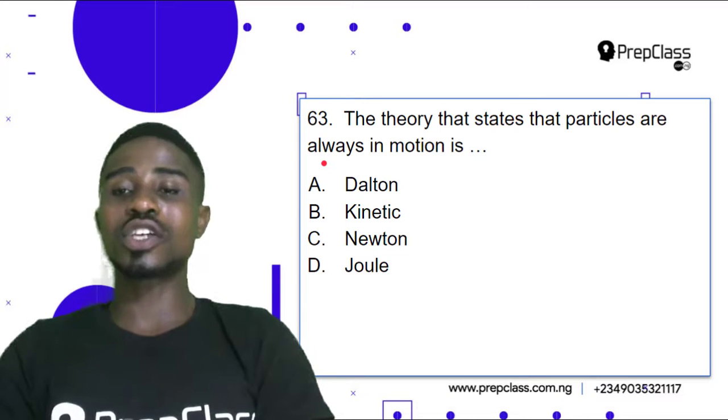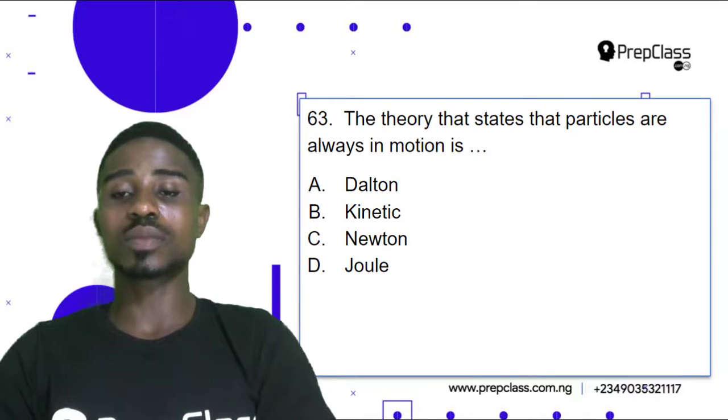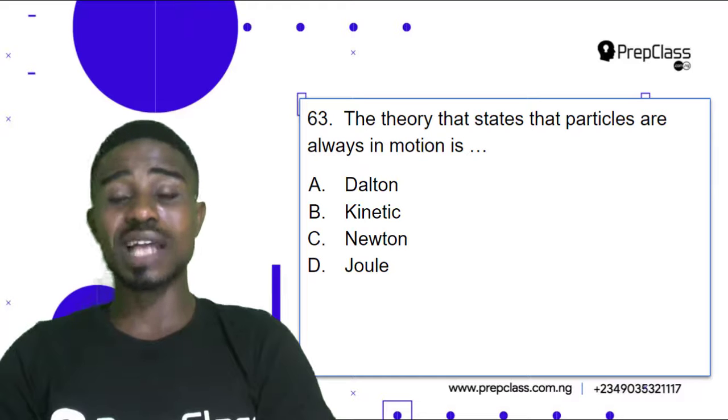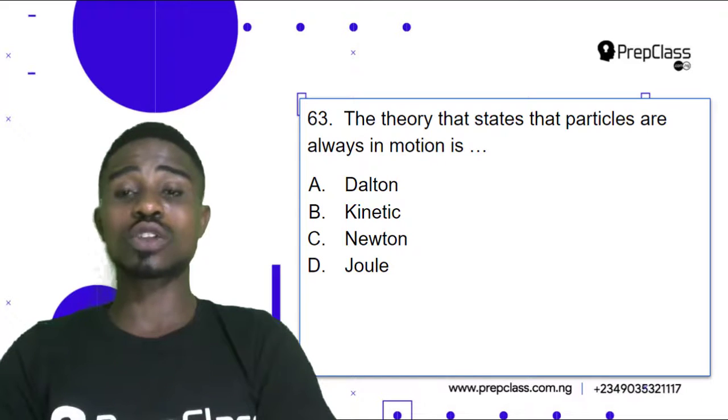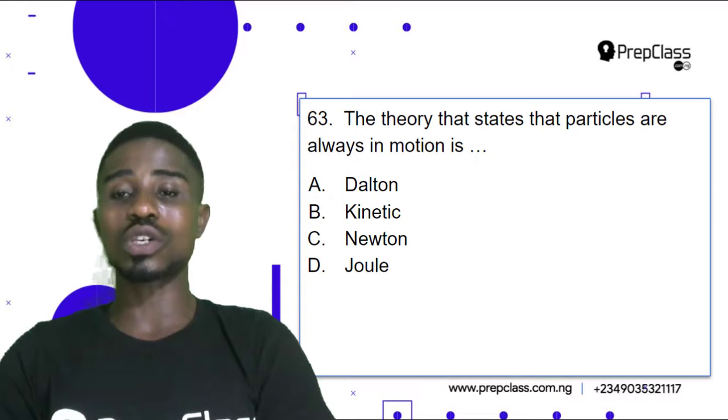Question 63. The theory that states that particles are always in motion is A. Dalton, B. Kinetic, C. Newton, D. Joule. For us to carefully select the correct answer, we need to have an understanding of the question, then analyze all of the options and see which one best answers our question.